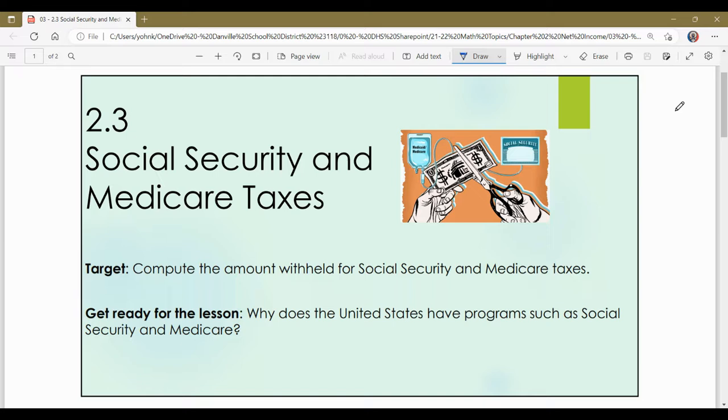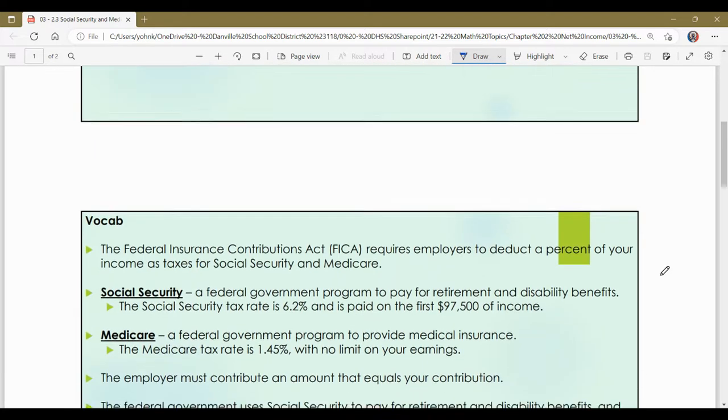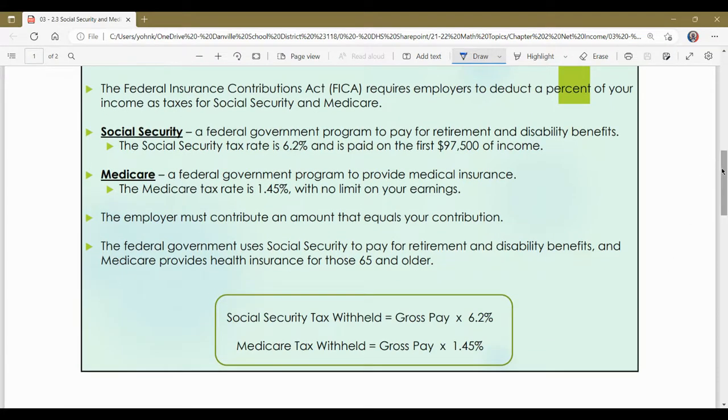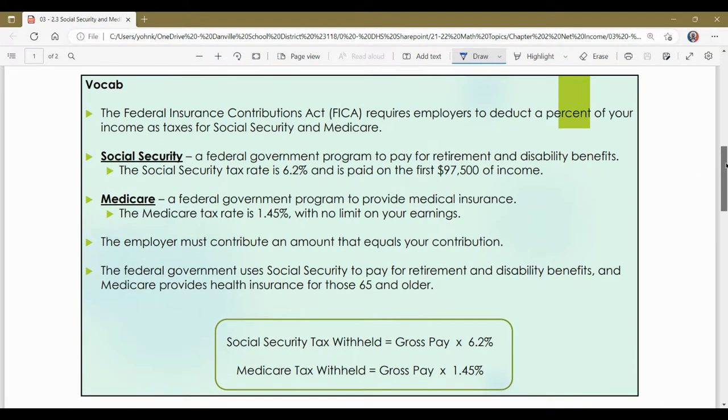Why does the United States have programs such as Social Security and Medicare? Maybe you have no idea what these programs are, but these programs are federally funded, and every paycheck that you earn puts money towards these programs. So, the Federal Insurance Contributions Act, otherwise known as FICA, requires employers to deduct a percentage of your income as taxes for Social Security and Medicare.